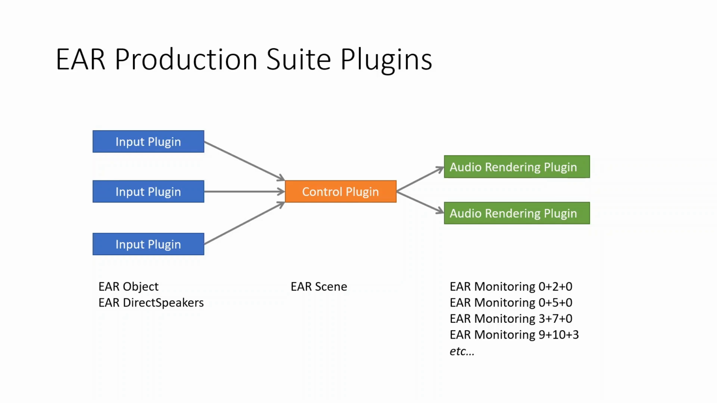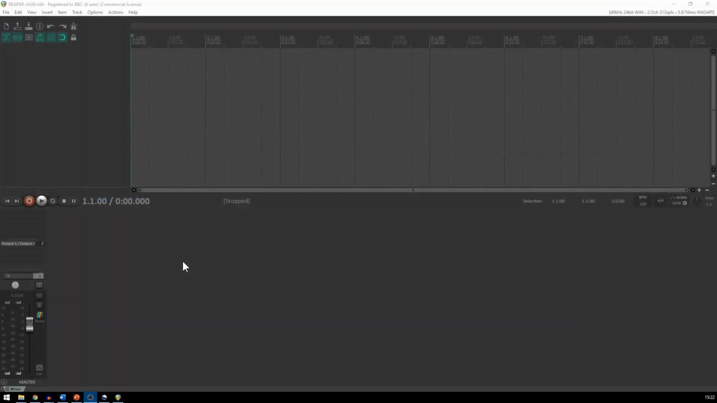There are several audio rendering plugins provided in the EAR Production Suite. Each begins with EAR Monitoring. The suffix defines the speaker layout that the plugin will render to, according to BS.2051. So first of all, let's explore the EAR plugins.